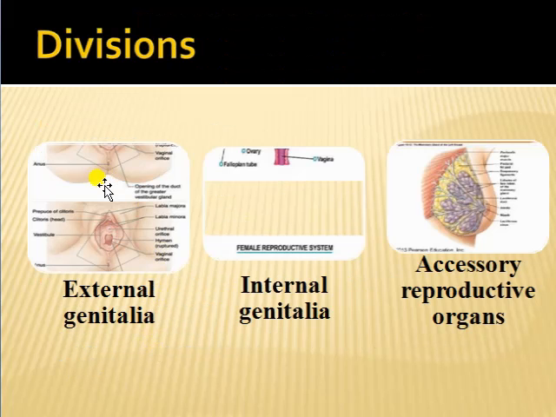Anatomically, we can divide the female reproductive system into three: external genital organs, internal genital organs, and accessory reproductive organs. The external genital organs are externally visible, they are outside. The internal ones are inside. So for the accessory organs, we assess the external and internal organs.